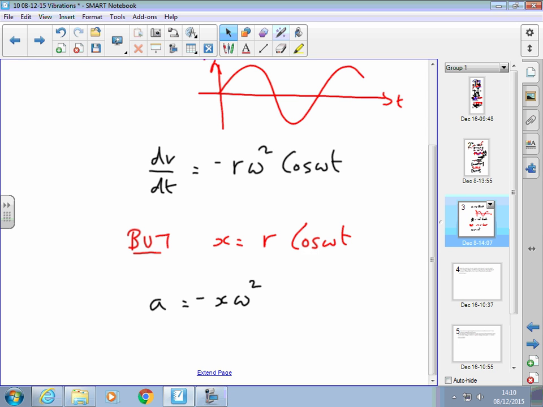Again, the sign is just to do with the fact that this acceleration is acting as a restoring acceleration, if you like, trying to slow it down. Another key formula.